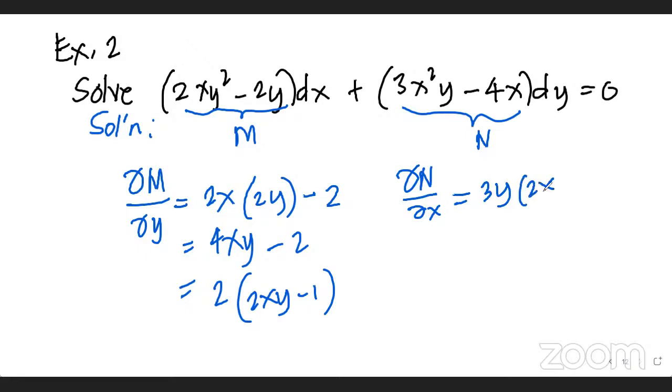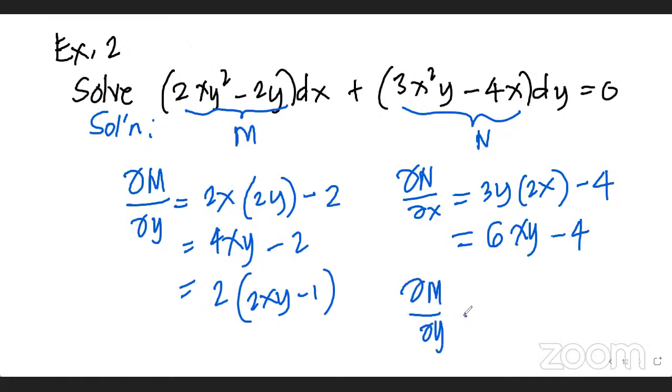That is 2x. Minus, differentiate mo yung 4x. So 4. This will become 6xy minus 4. So anong na-notice mo? Yung partial derivative ni M with respect to y is not equal dun sa partial derivative ni N with respect to x. So dahil dyan, ito ay non-exact DE.